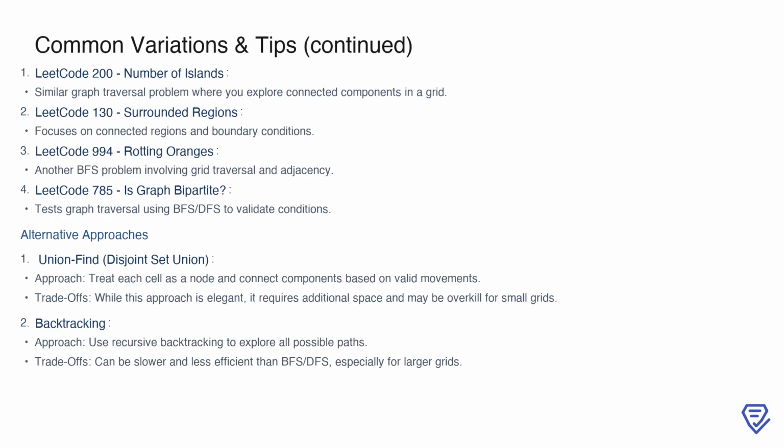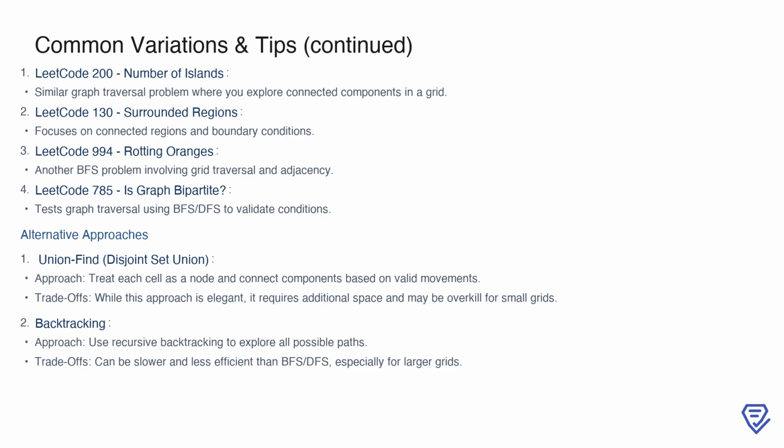This problem shares similarities with several other LeetCode problems. For instance, LeetCode 200, Number of Islands, also involves exploring connected components in a grid. LeetCode 130, Surrounded Regions, focuses on connected regions and boundary conditions. LeetCode 994, Rotting Oranges, is another BFS problem that involves grid traversal and adjacency logic. Lastly, LeetCode 785, Is Graph Bipartite, tests graph traversal algorithms like BFS or DFS to validate conditions.